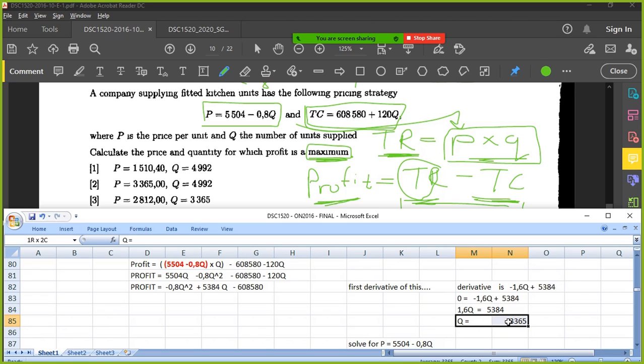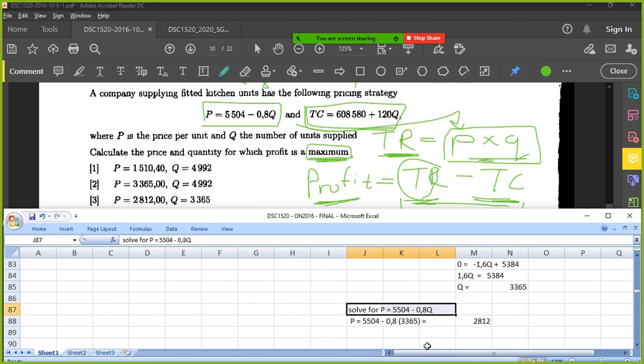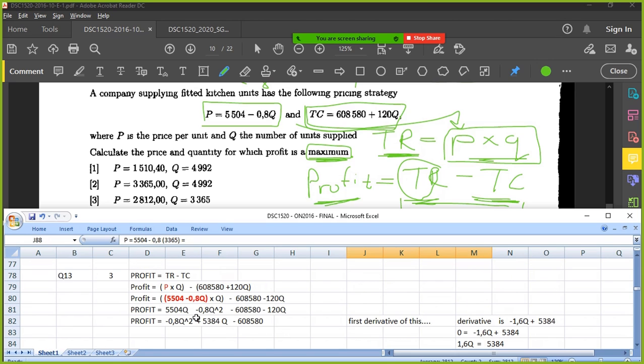Okay, what do you do with the q? Plug it back into the equation for p. Do you see it? Yep. If I know what Q is, then I can work out P. When I plug this into that formula, I get P as 2812. So this was answer 3, option 3. Does that make sense? Is the approach okay? Are you happy with the steps? Yes.